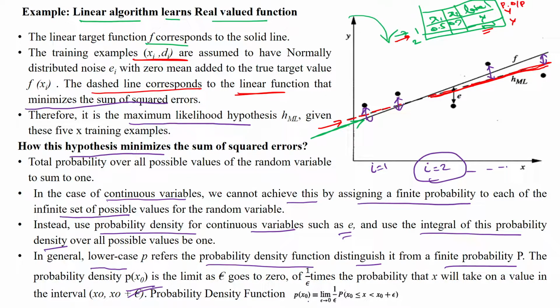When you are using this probability density function, 1 by epsilon times the probability of x0 less than or equal to x and less than x0 plus epsilon, epsilon here is the error. This is the error because our data is added with noise. By applying this, we can reduce the error by keeping on increasing the number of iterations. So this is the way to calculate maximum likelihood for linear functions. Thank you.